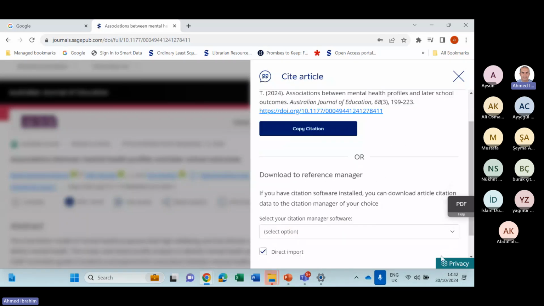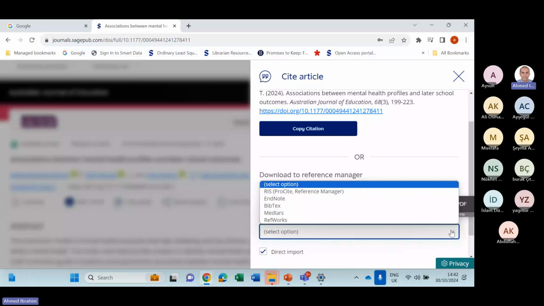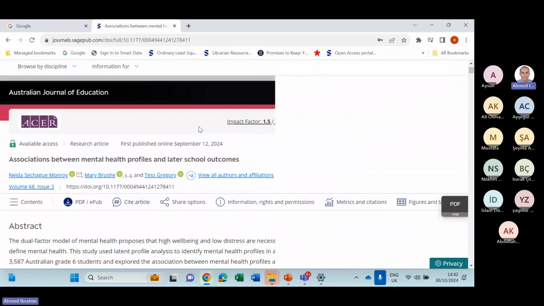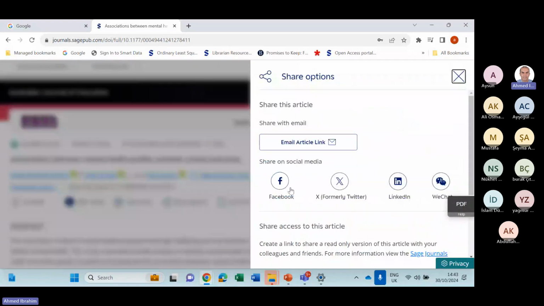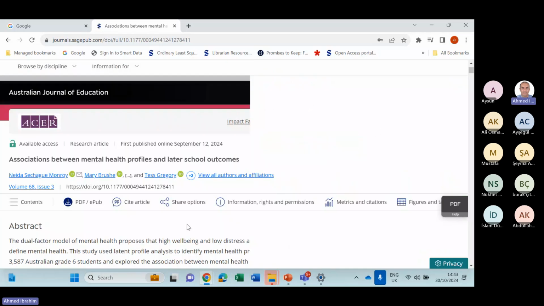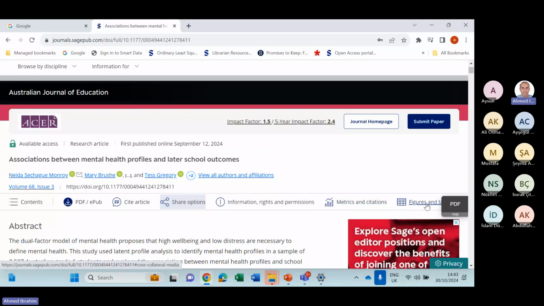platform like EndNote, Mendeley, BibTeX, and other learning management systems. Also, I can use the share options here via email, or social media like Facebook, Twitter, LinkedIn, or other social media. I can find metrics and citations, and I can also find figures and tables here.